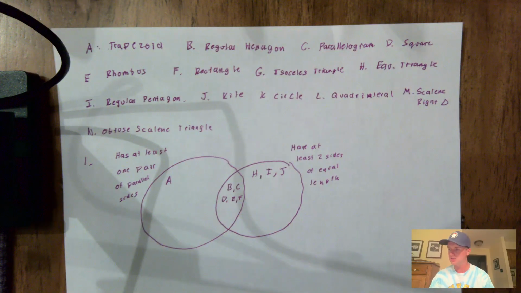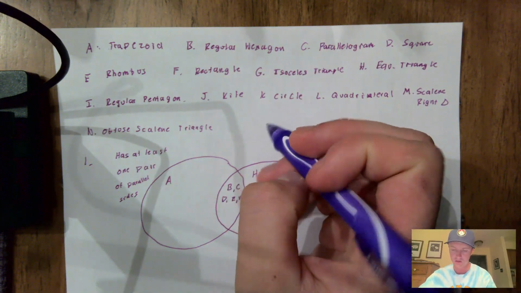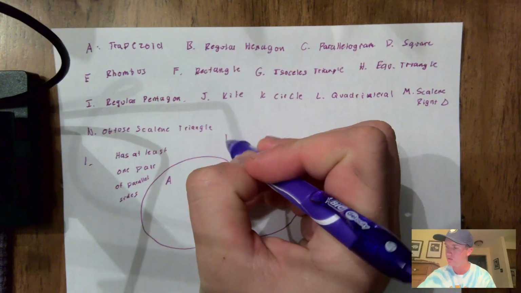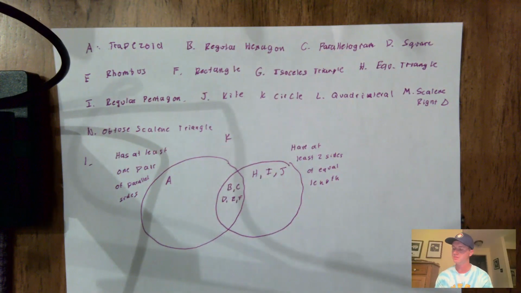Now we get to the last part, the circle. If we ask ourselves, does it have at least one pair of parallel sides? Obviously, circles don't have sides. They are round, and they have two sides of equal length. And since they don't have sides, the circle is actually going to be on the outside here. So we're going to go ahead and put K for the outside.